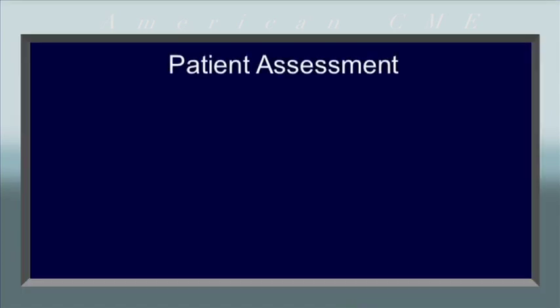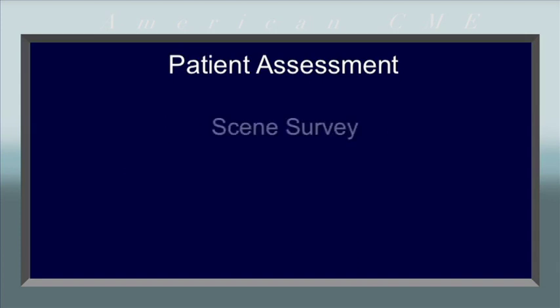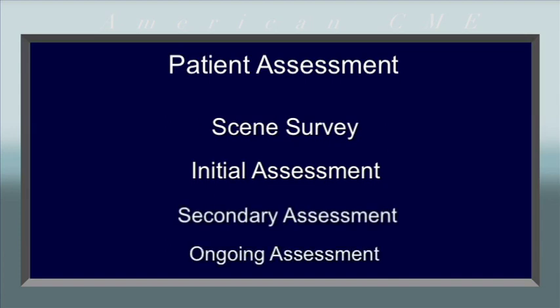A complete patient assessment consists of four main components. Each component builds upon the previous to help narrow down the many possibilities of patient ailments. These four elements are scene survey, an initial assessment, a secondary assessment, and finally, an ongoing assessment.